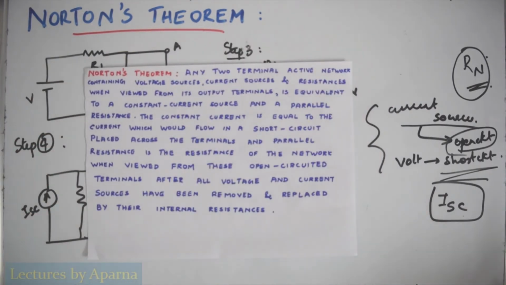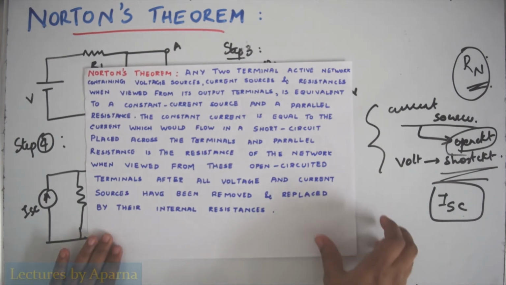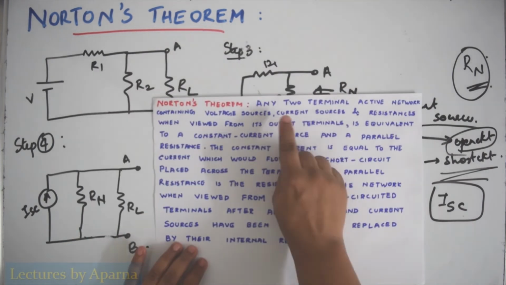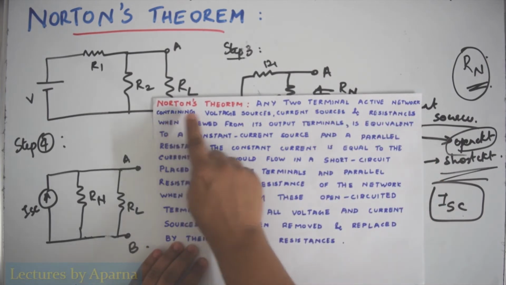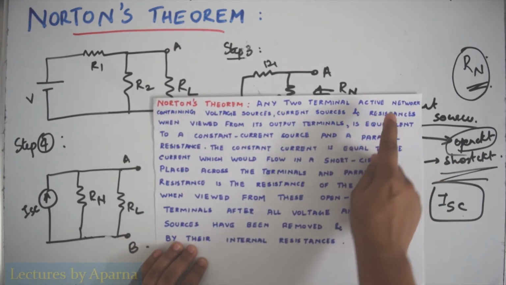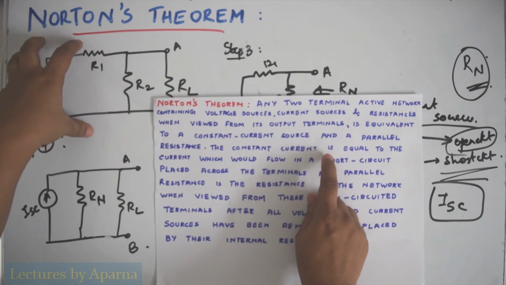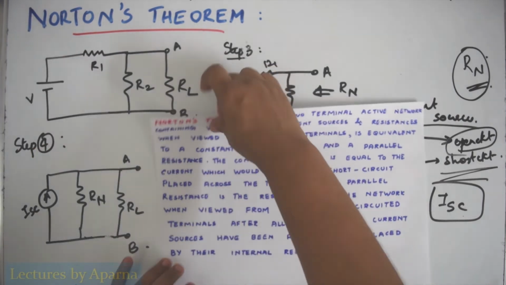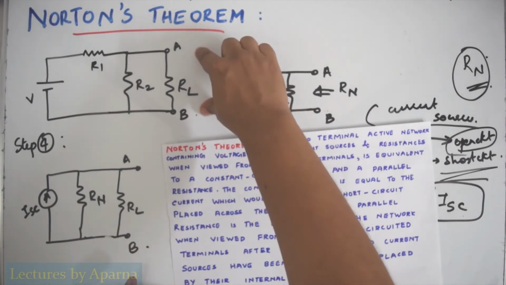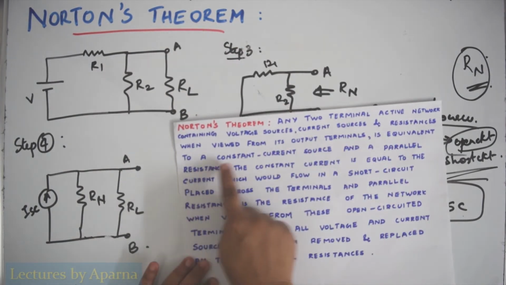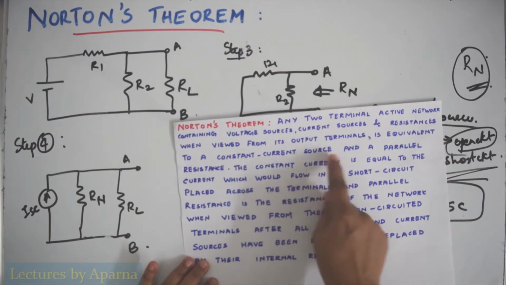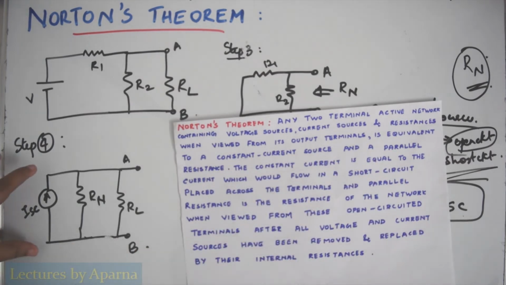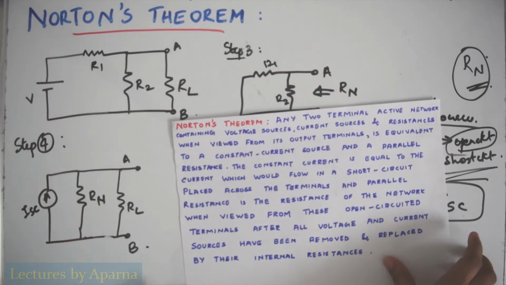Now I can read this theorem. Any two-terminal active network containing voltage sources, current sources and resistances, that is this type of network, when viewed from its output terminals, that is when viewed from this terminal AB, is equivalent to a constant current source and a parallel resistance. That is, this is the current source and the parallel resistance. That is, this circuit is equivalent to this circuit.